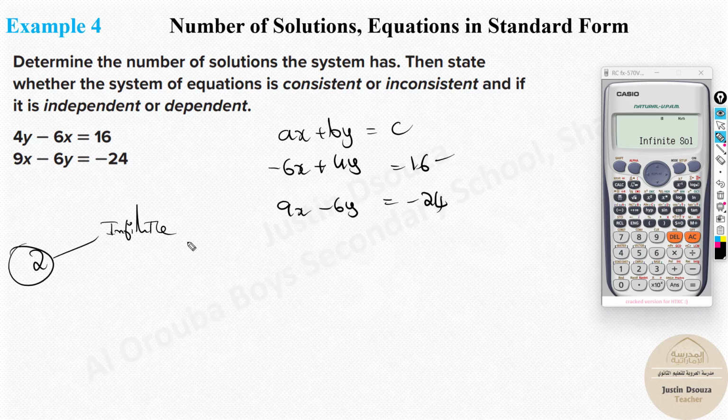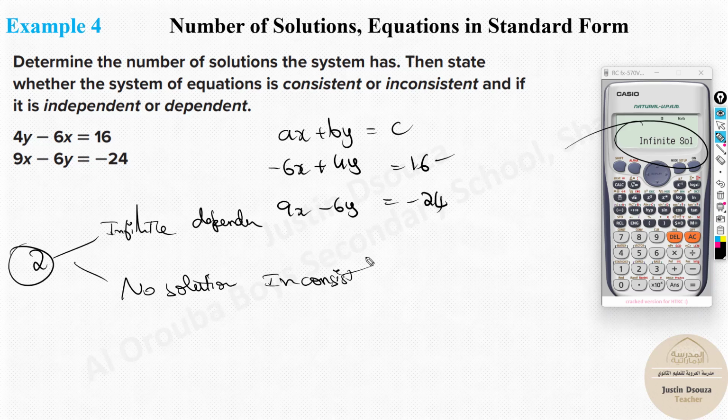What is infinite solution? Does that mean it's dependent? It's dependent, or there can be no solutions. That means it's inconsistent. Now, if your calculator is giving you the answer directly, it's well and good, your answer is done. That's it. But if not, then I will tell you. Now you will get math error in your calculator.